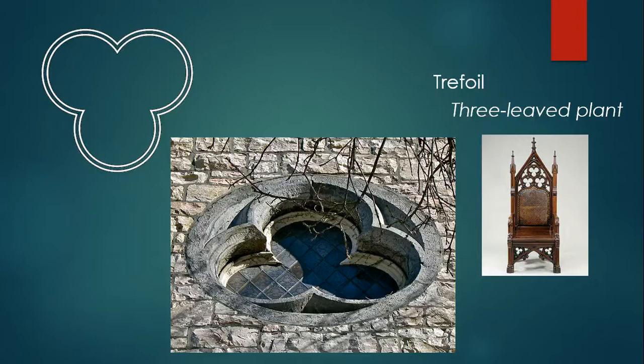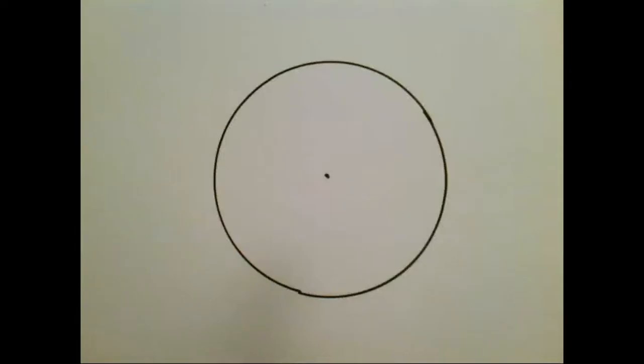And if you look at the picture on the right side, you'll see how a trefoil design is being used as the back of a chair. So let's see how to construct a trefoil. So we're starting with a circle, and what we want to do is inscribe these 3 circles that make up the trefoil inside of this circle.